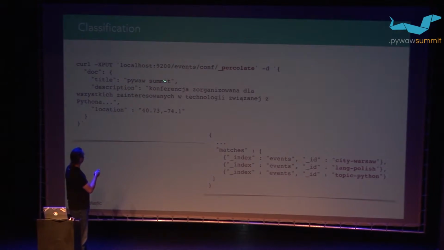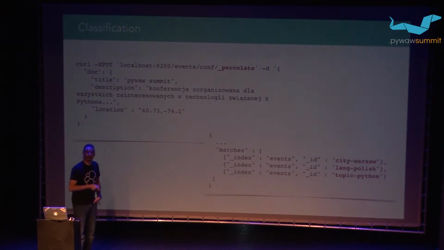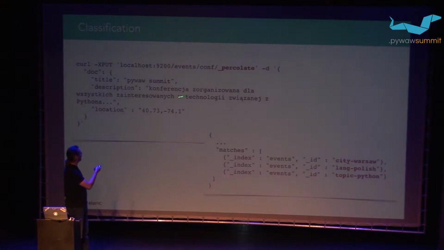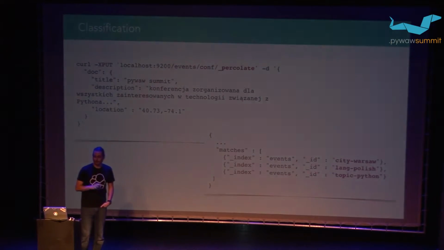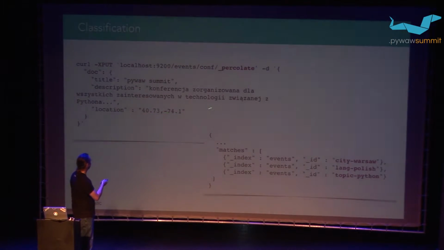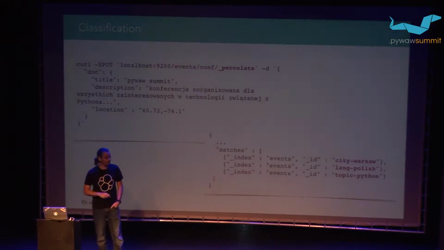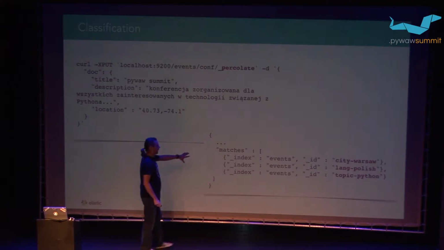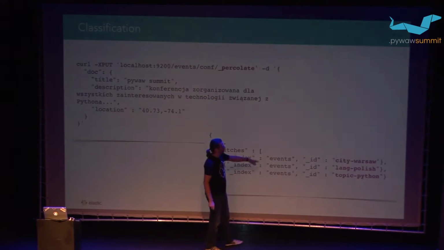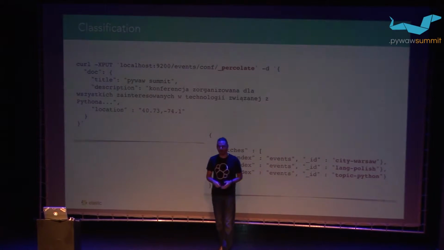We have a title. I heard this is a good conference, so that's why I use it for an example. Though I had to cheat a little bit because the description was in English. But Google Translate thinks that this is more or less what it said. I have no idea. And then there's some location. Don't try to look it up. This is not Warsaw, but let's skip over the little details. And this is the result that we get. We get that it is in the city of Warsaw. It's most likely in Polish, and it most likely deals with Python.